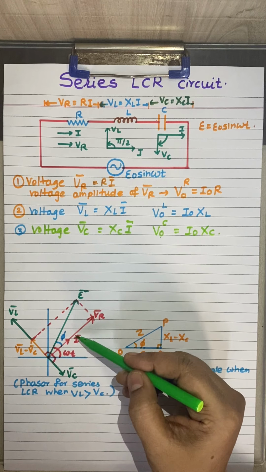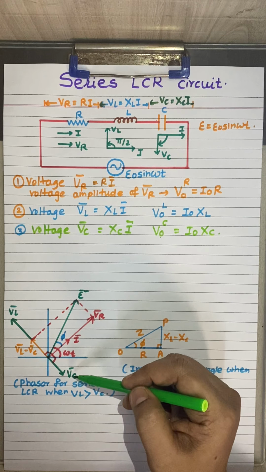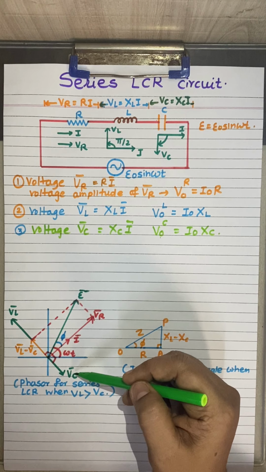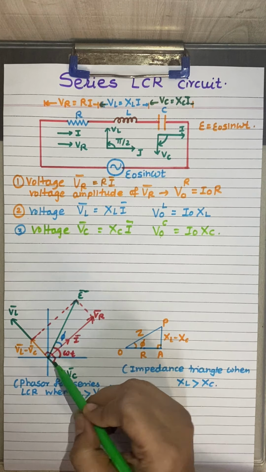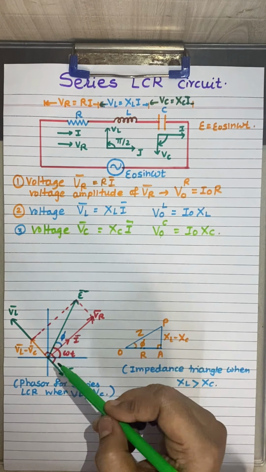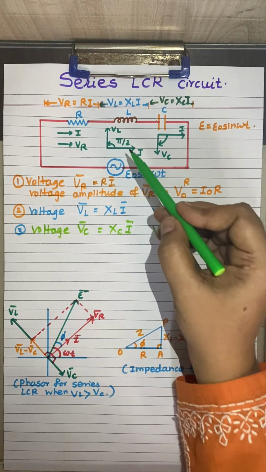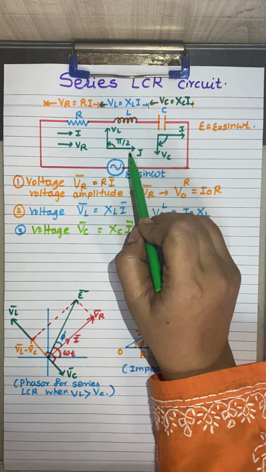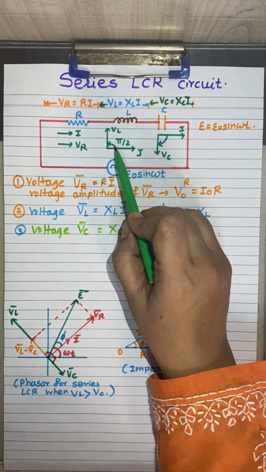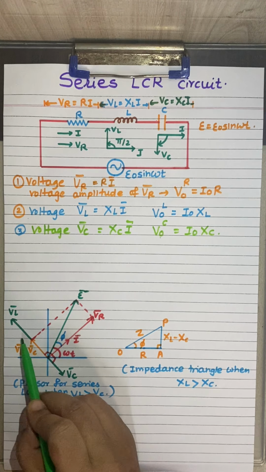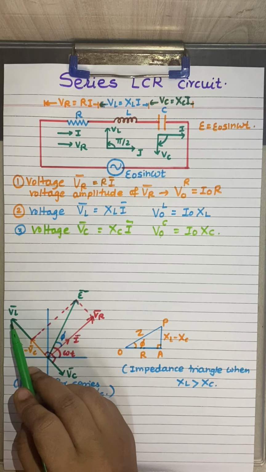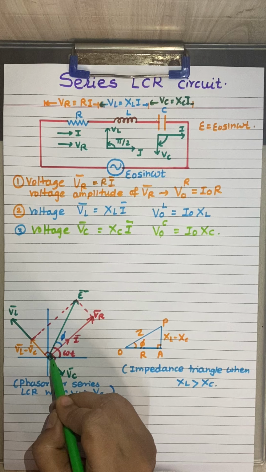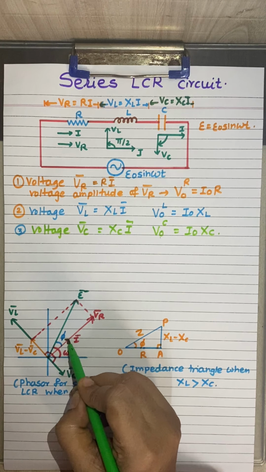Now if you compare this VR or this I with respect to VC, you can see that I is ahead of the voltage across the capacitor by pi by 2 phase. So the same diagram we have drawn here once again. Now let's consider the inductive circuit. In an inductor circuit, voltage is leading and current is lagging by pi by 2 phase. So here the green color represents VL, the voltage across the inductor, which is leading by pi by 2 phase with respect to this current.